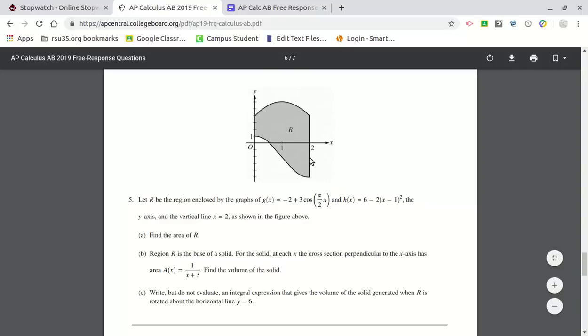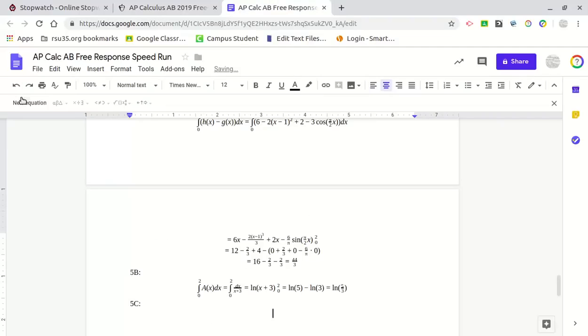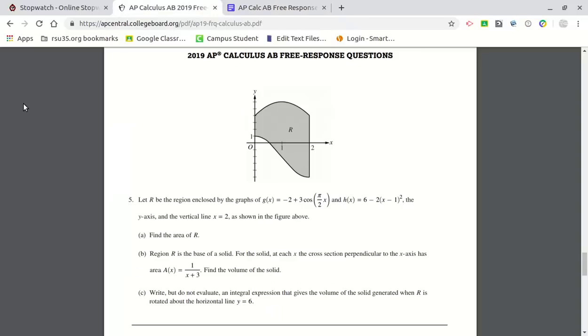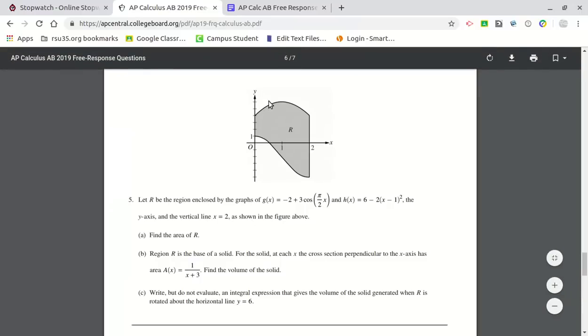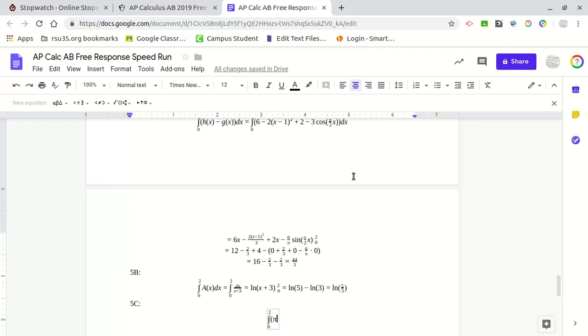Because we're rotating about a horizontal line and we have two curves, I'm going to use the washer method. So the integral from 0 to 2 of pi, and then notice that g of x is further away from the y equals 6 line, so pi of 6 minus g of x squared, minus the inner washer, which is 6 minus h of x squared, dx.